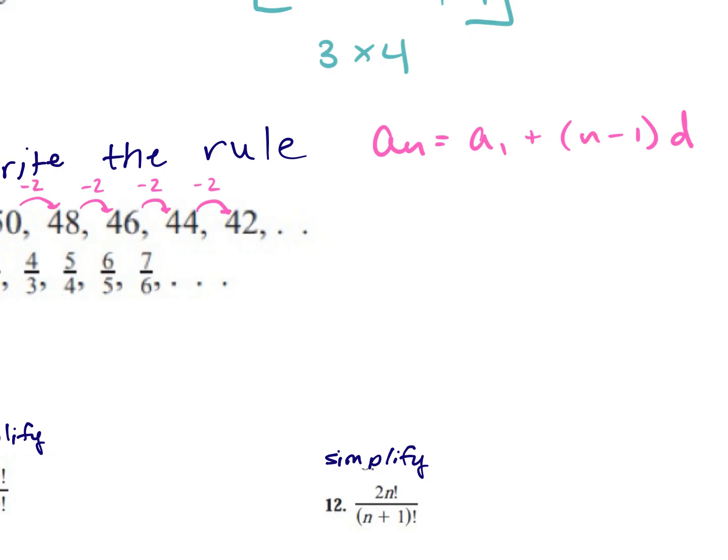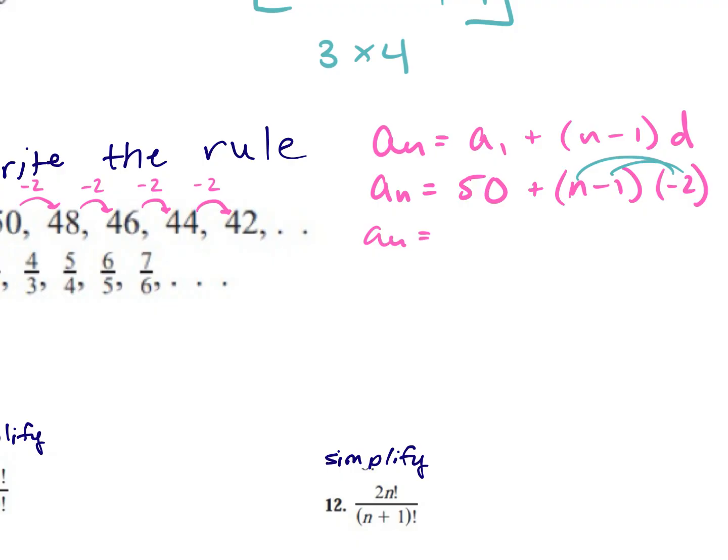So a sub 1 is our first term. So we have 50 is our first term, plus n minus 1 times d. What's our d? What's the common difference? -2. The answer probably won't be written like this. It'll be simplified so we can distribute.